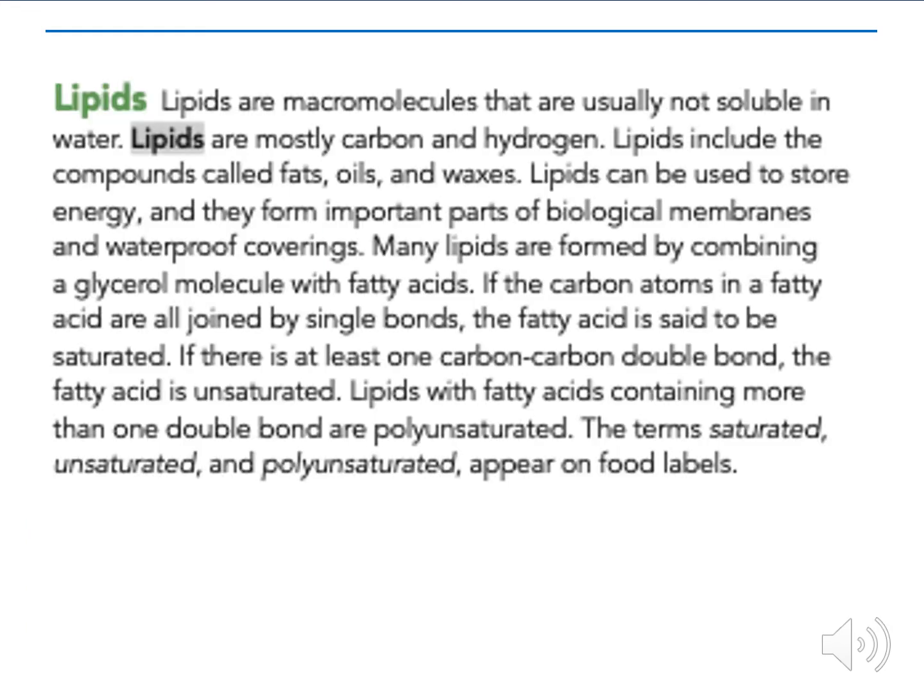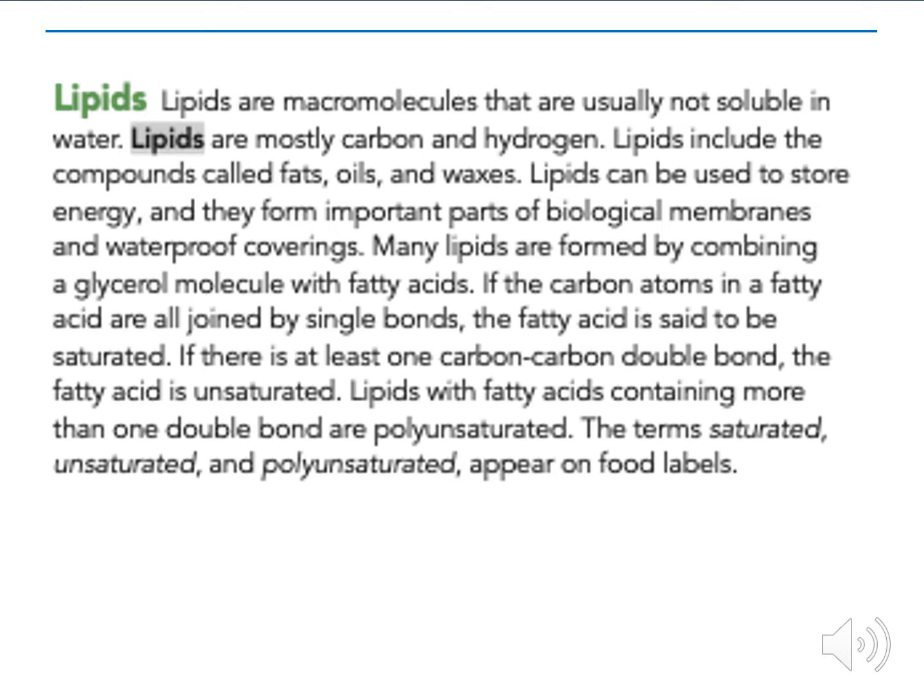Lipids are macromolecules that are usually not soluble in water. Lipids are mostly carbon and hydrogen. Lipids include the compounds called fats, oils, and waxes. Lipids can be used to store energy, and they form important parts of biological membranes and waterproof coverings. Many lipids are formed by combining a glycerol molecule with fatty acids.